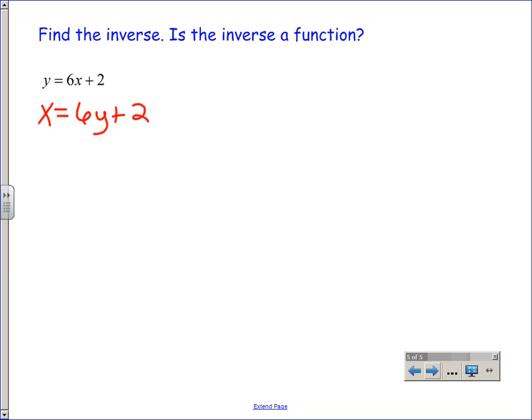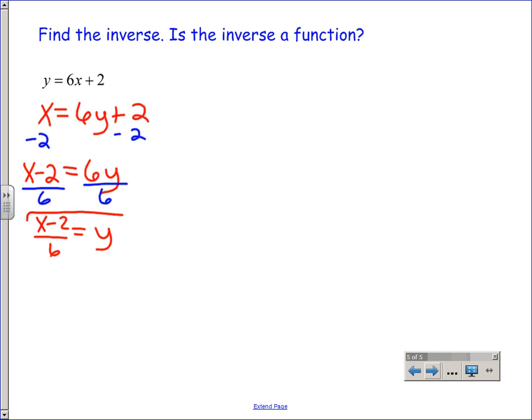Then we simply solve this for y. So to solve for y, I need to get rid of the number that's alone so that I get the y term by itself. So on the left, I'll have x minus 2. On the right, I'll have 6y. And then I don't want 6y, I want 1y. So I'm going to divide by 6. So I get y equals x minus 2 over 6, and I'm done. It's pretty simple to find the inverse.